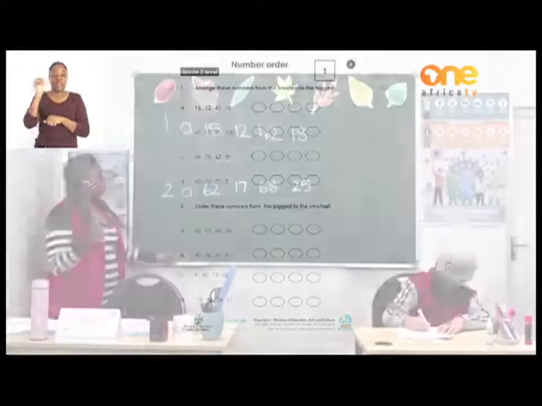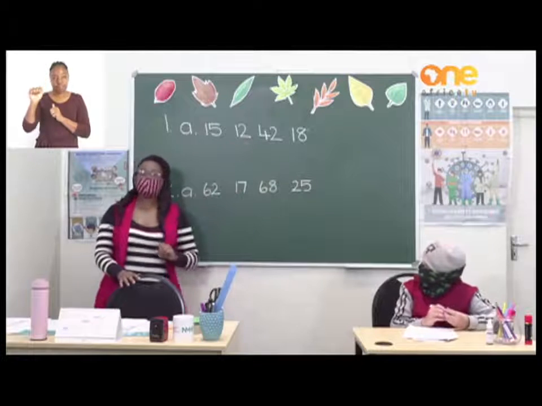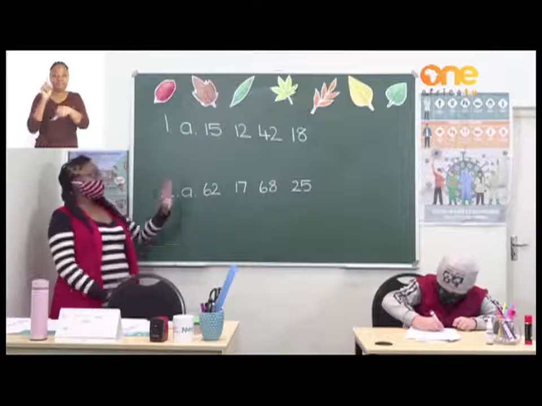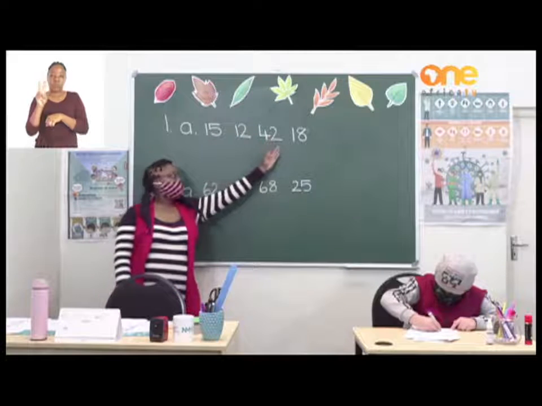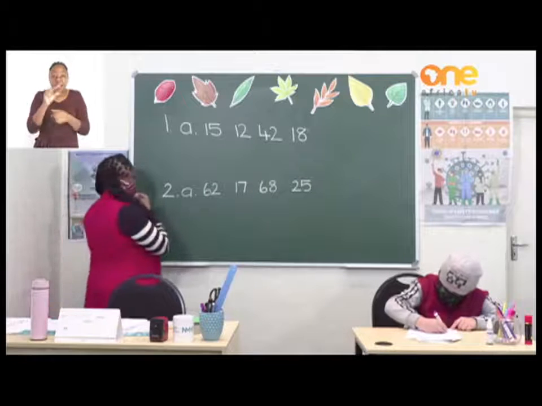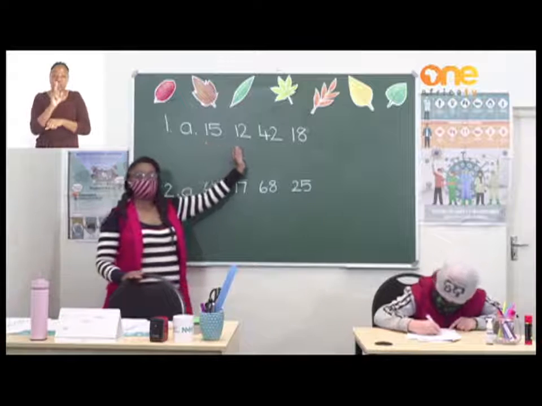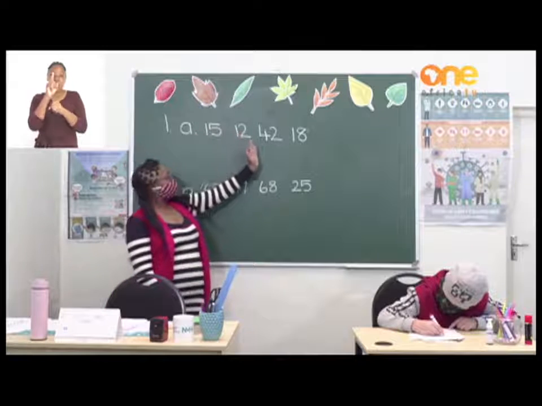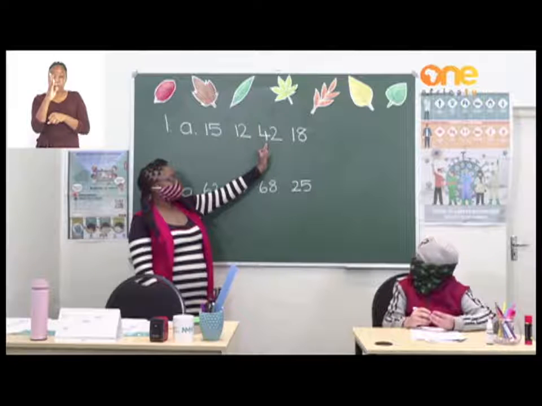So let's take a look at the board. I have written number 1A on the board, and we are going to try and find out which number comes first. The numbers that we have are 15, 12, 42, and 18. Now, how do we check which one should come first? Well, we start with the first digit of every number. As you can see, there is a 1 for every first digit except for 42. So that means it's not the smallest.